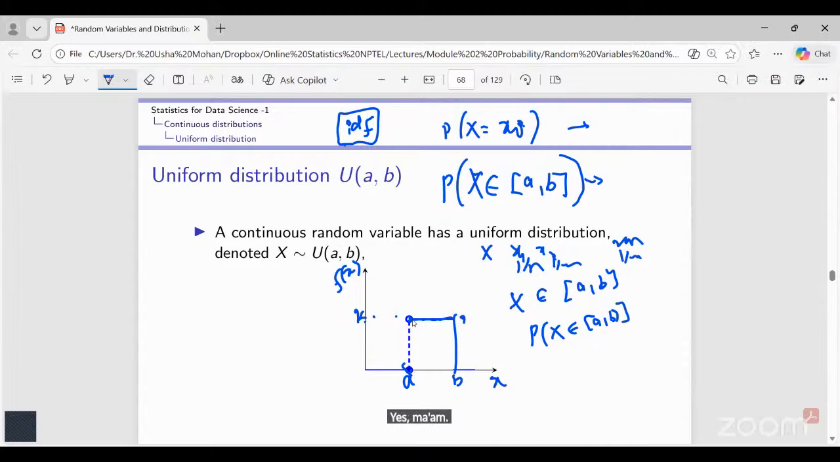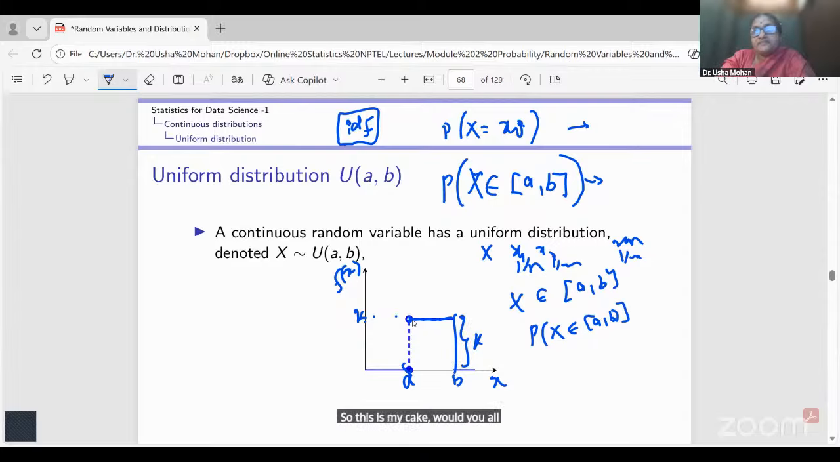So this is my k. Would you all agree? Yes, ma'am. This is my b and a. So what is this value? This is b minus a. Is that right? Yes, ma'am.